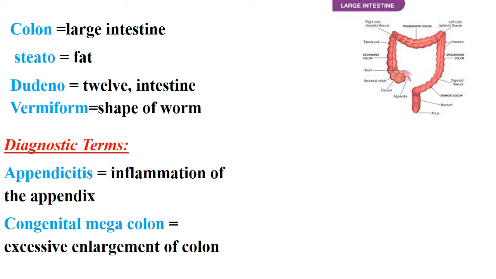Diagnostic terms. The first one is appendicitis, inflammation of the appendix. This is a very important term you will see most commonly in your clinical practice. Also the term congenital megacolon means excessive enlargement of the colon. Mega means something big, enlargement of the colon.